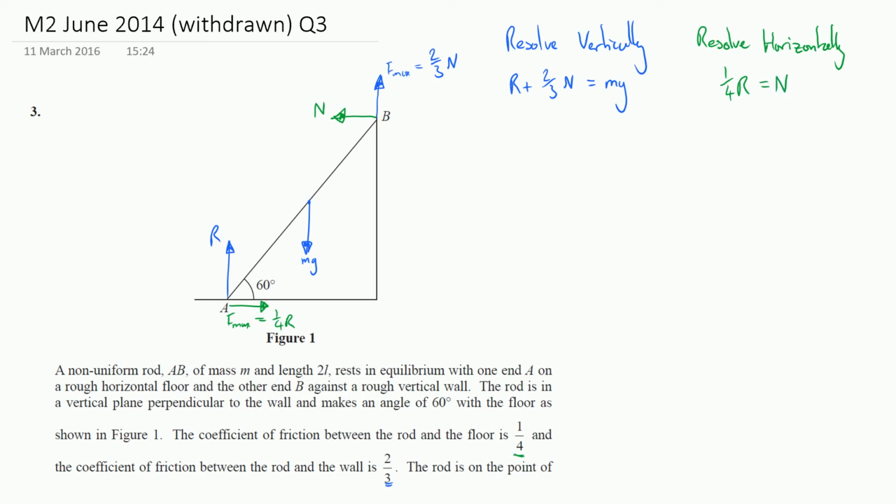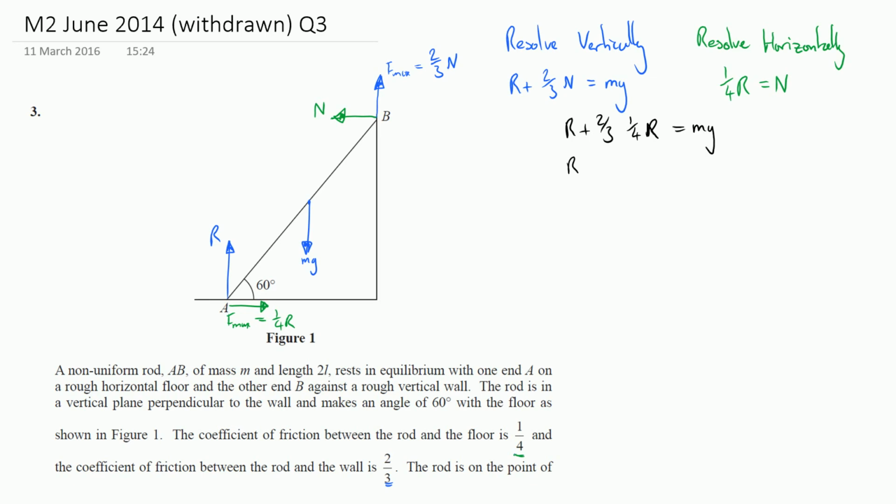Now I can use both of these pieces of information and substitute for my N value in my first equation so that I can eliminate it and end up with something only involving R. So this will become R plus 2/3 of N, and we know that N is 1/4 of R, and that will be equal to mg.